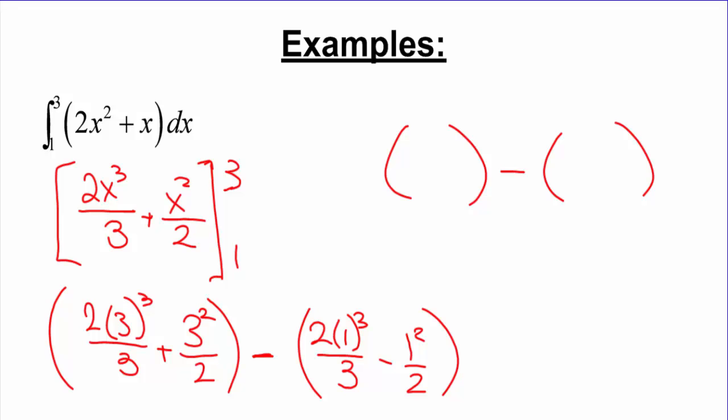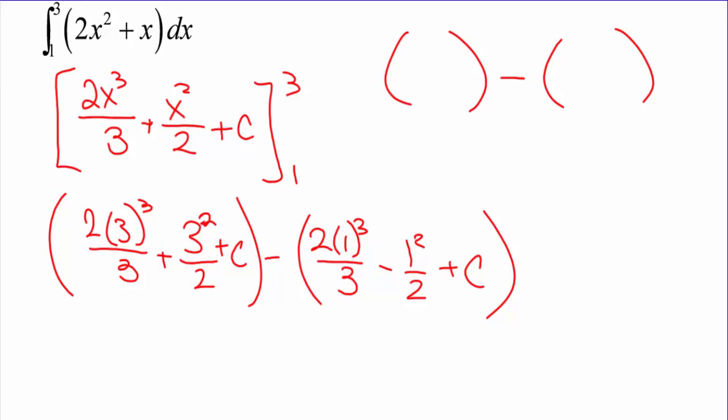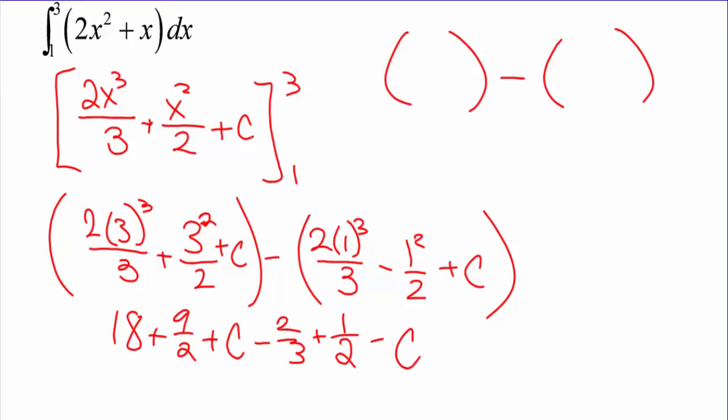What about the plus c? So let's do it one time and see what happens. Let's do plus c from 1 to 3. So now I plug in my 3, and I end up with that. And I plug in my 1, and I end up with this. And now my next step, if I were going to simplify this, would be to distribute that negative sign. So I would end up with 18 plus 9 halves plus c minus 2/3 plus a half minus c. So what happens to the c's?